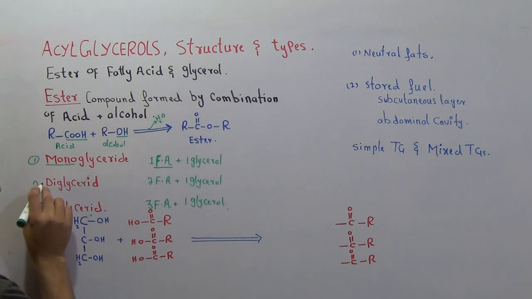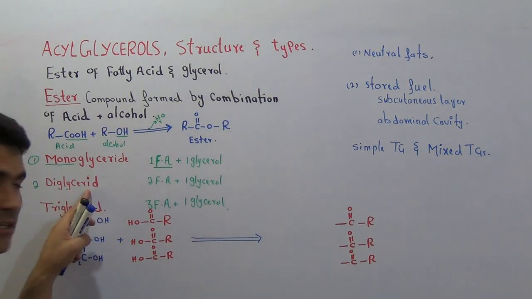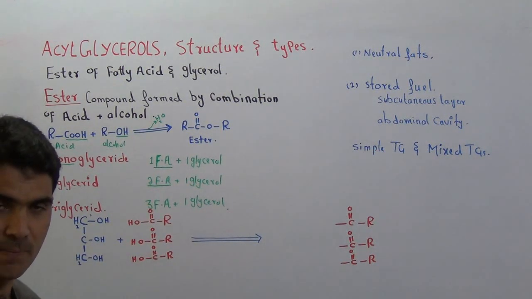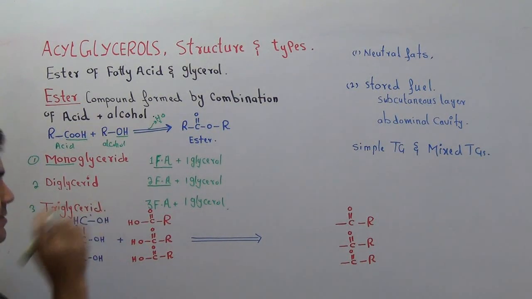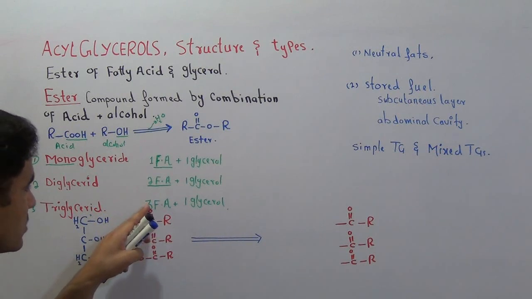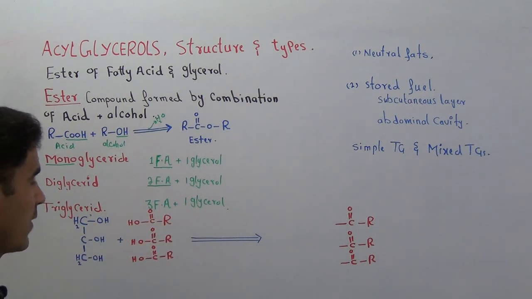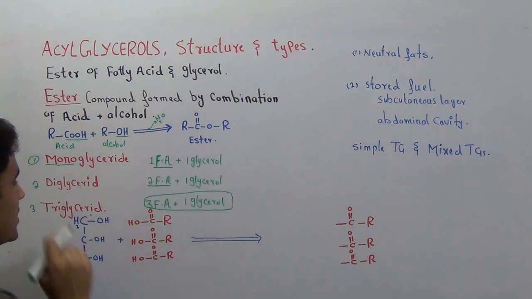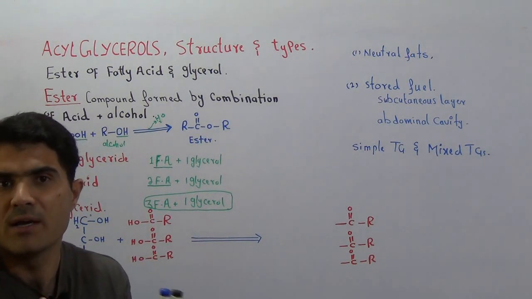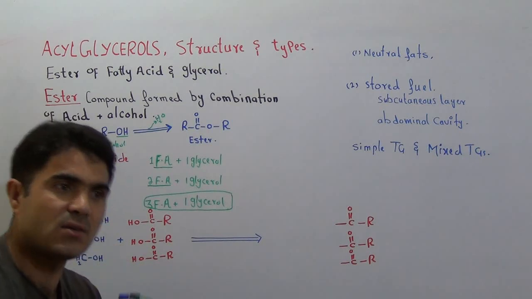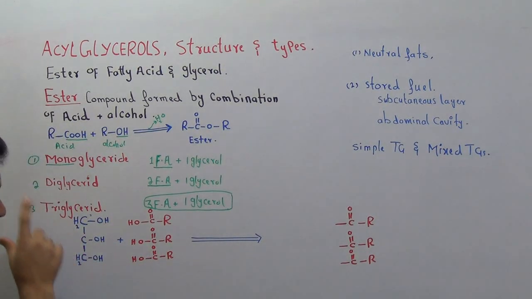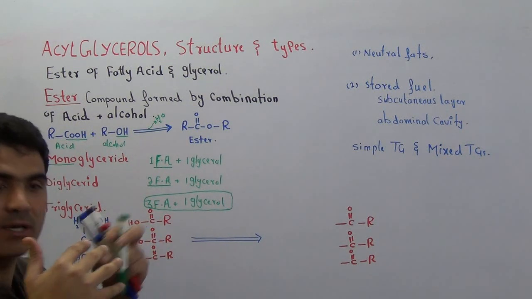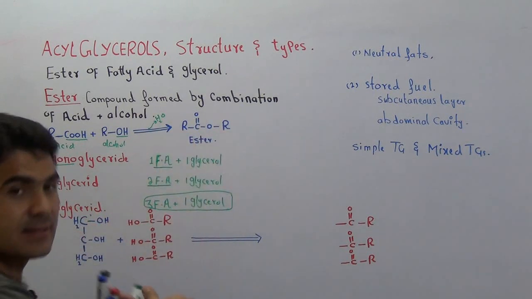And then we have diglyceride. A diglyceride is formed by the combination of two fatty acid molecules and one glycerol. Then we have triglyceride. In triglyceride, there are three fatty acids and one glycerol. So when three fatty acids and one glycerol combine together, we get triglyceride or triglycerol. There is no difference, these are the same thing, no problem. And now we will discuss how the three fatty acids and one glycerol combine. It will help us to understand other structures as well.